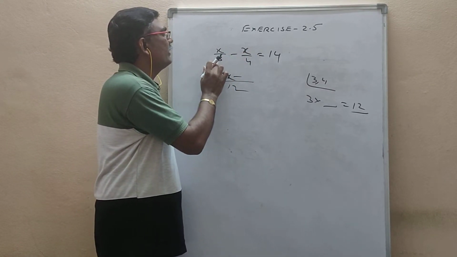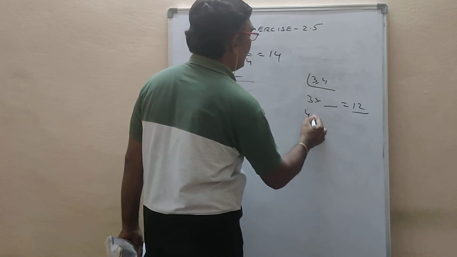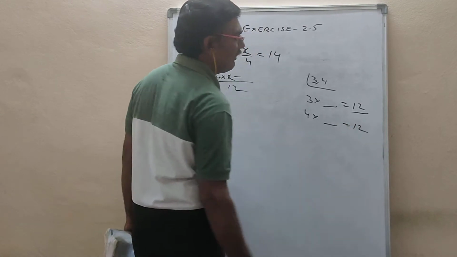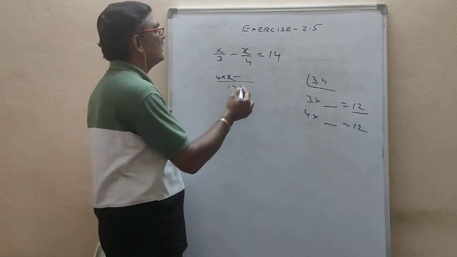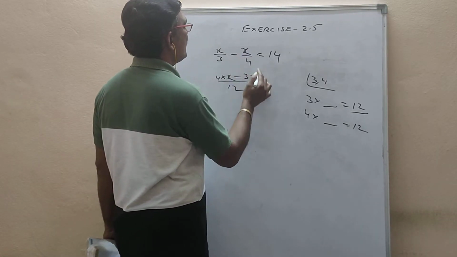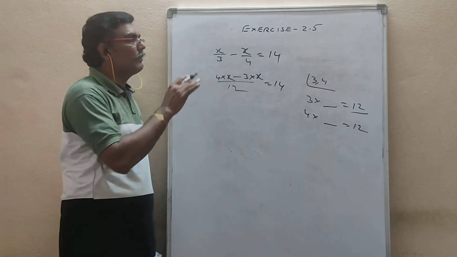Here you read the 3 table because 3 is there in the denominator. Here which table do you have to read? The 4 table, until 12 comes. If you read the 4 table, 12 comes at 3 times. That is 3 into its numerator, which is x. Remaining everything I copied the same, as it is, from top to bottom.